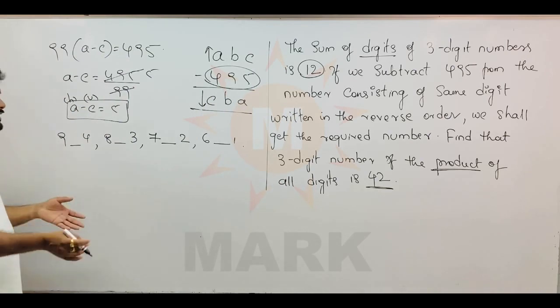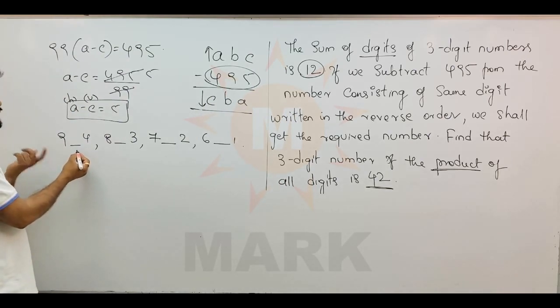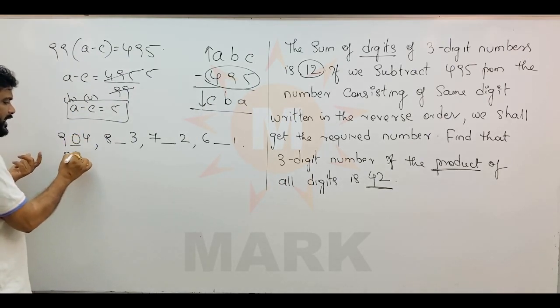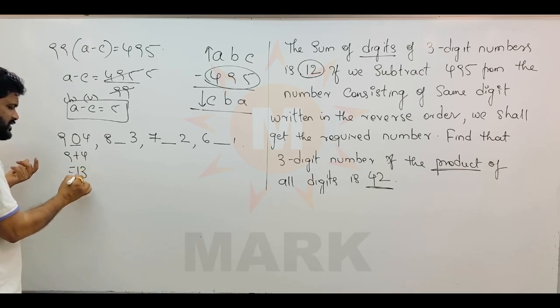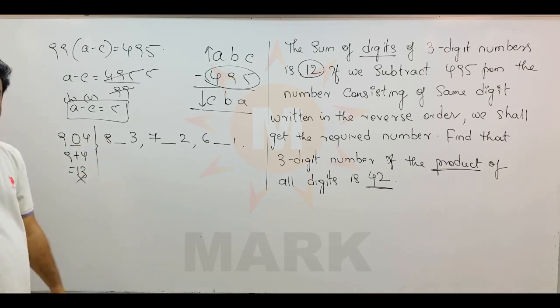First we will take the sum. Friends, this cannot be the answer, because even if you put 0 also, 9 plus 4 will become 13. So first itself it is ruled out. In the sum only it is ruled out.